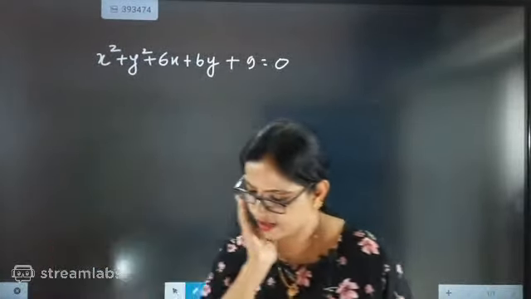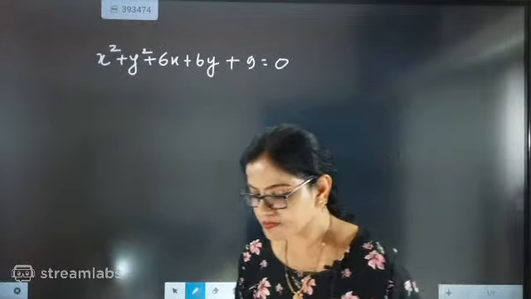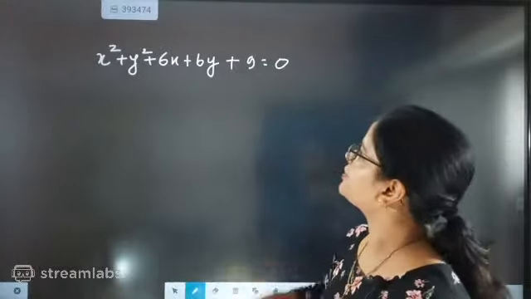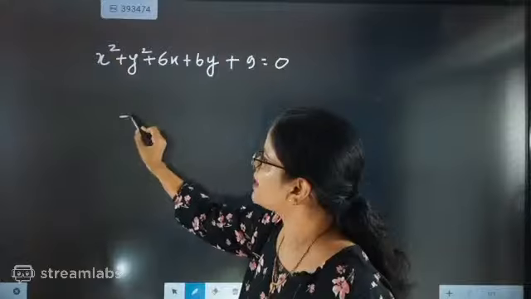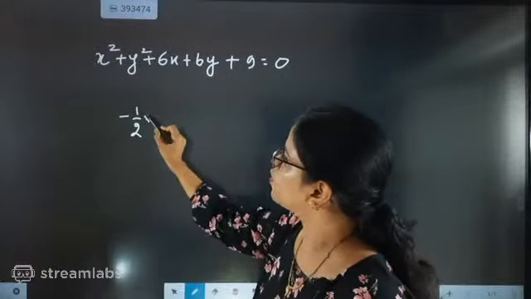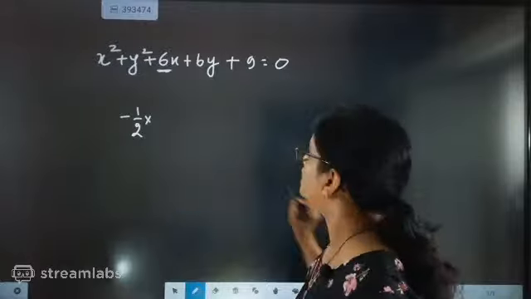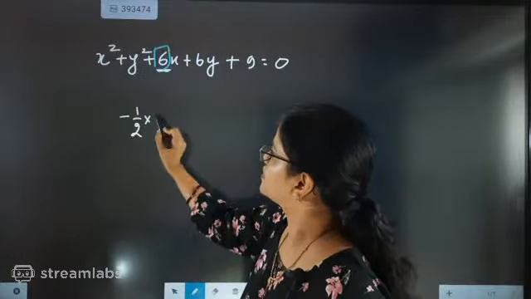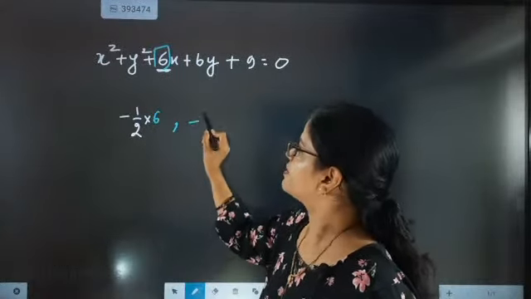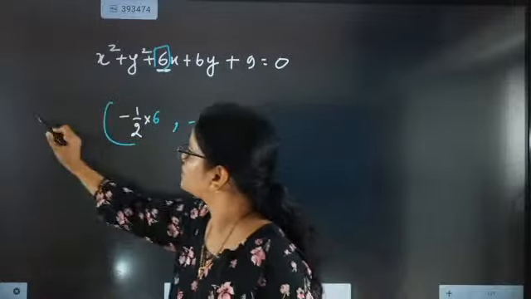Check, Adit. Radius is also 3. No problem, Adit. Now look here, beta. Here again minus 1 by 2 into coefficient of x. Coefficient of x is what? Coefficient of x is 6. Multiply. Then minus 1 by 2 for center.